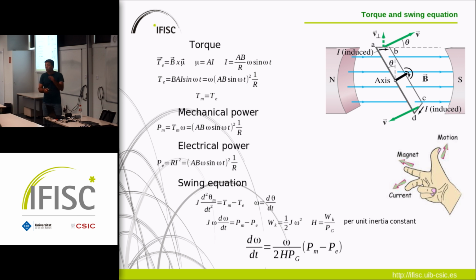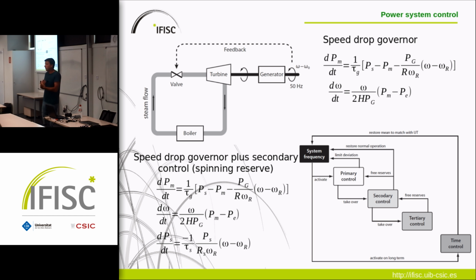So you have to tweak constantly the mechanical power to keep the frequency constant. And that's the tricky point, okay? And this is what the system operator does. That's what the power plants do. So in addition to the swing equation, and this is the mechanical power, we need to put an automatic control in the mechanical power to compensate the frequency deviations. And this is what the speed drop governor does.